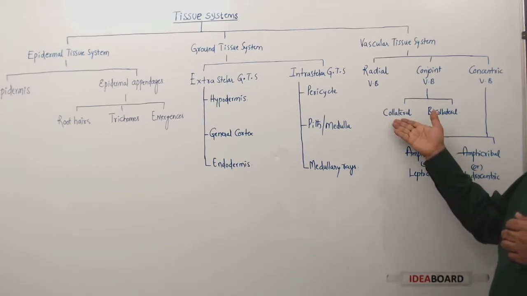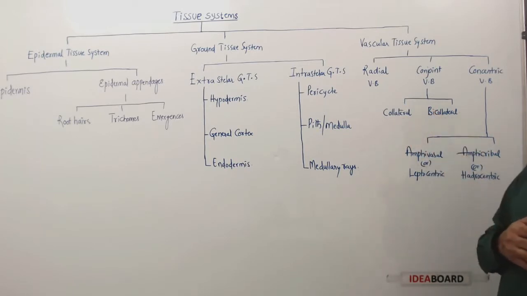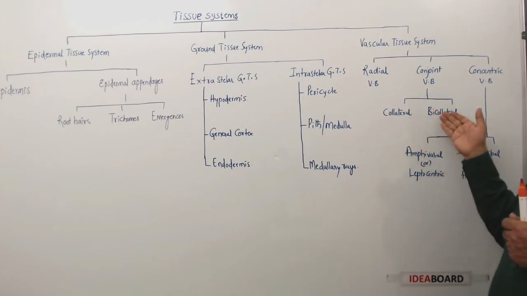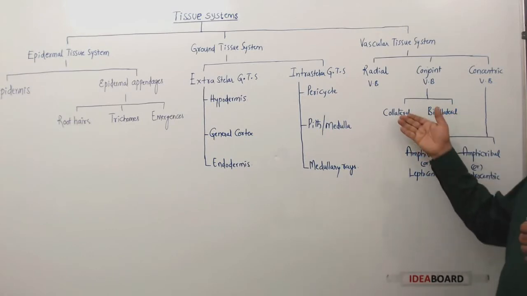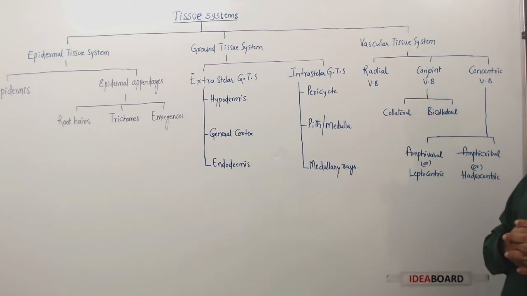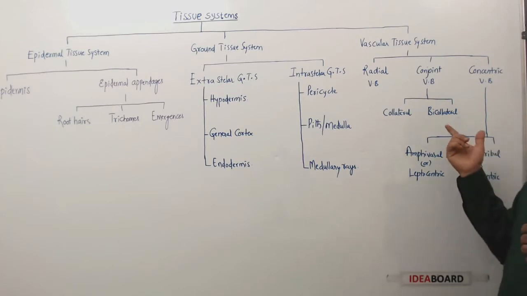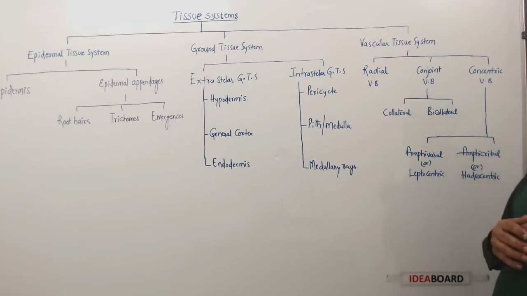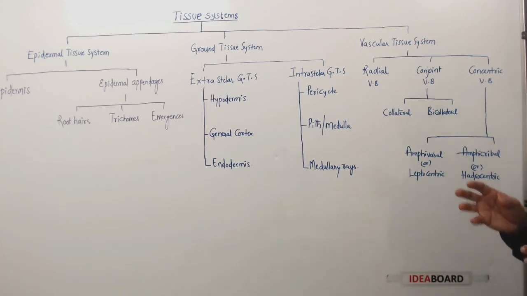Based on the number of xylem strands and phloem strands, they are further classified into two types: collateral and bicollateral. In collateral, you will find one xylem strand and one phloem strand. In bicollateral, you will find one xylem strand and two phloem strands. That's why it is called bicollateral. And we have the third type, concentric vascular bundles.